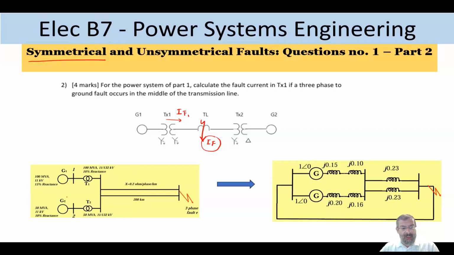So for example, here is a system of two generators connected to two transformers and two transmission lines, and the fault happened here. Now, when we analyze the system, we convert the single line diagram to a reactance diagram in per unit, and then we do the calculations. As you can see here, I have used only the positive sequence. And how do I know it's the positive sequence circuit? As I mentioned in the previous video, the positive sequence is the only sequence that will have a voltage source. The negative sequence and the zero sequence are just reactances. There is no voltage source there.